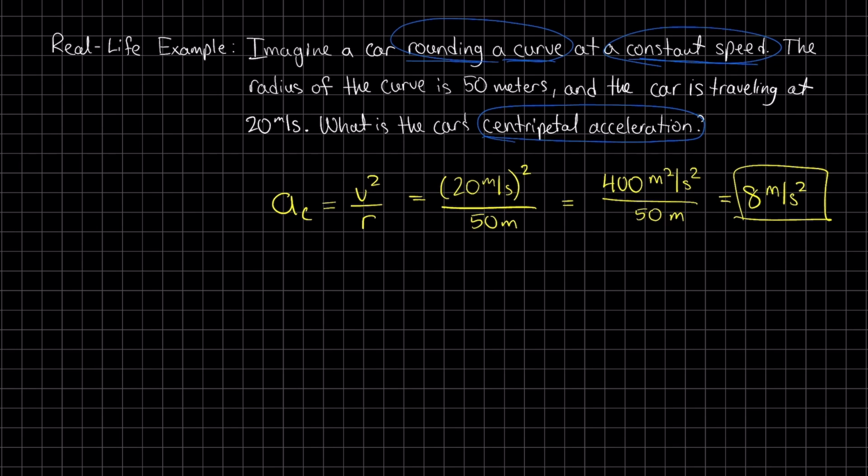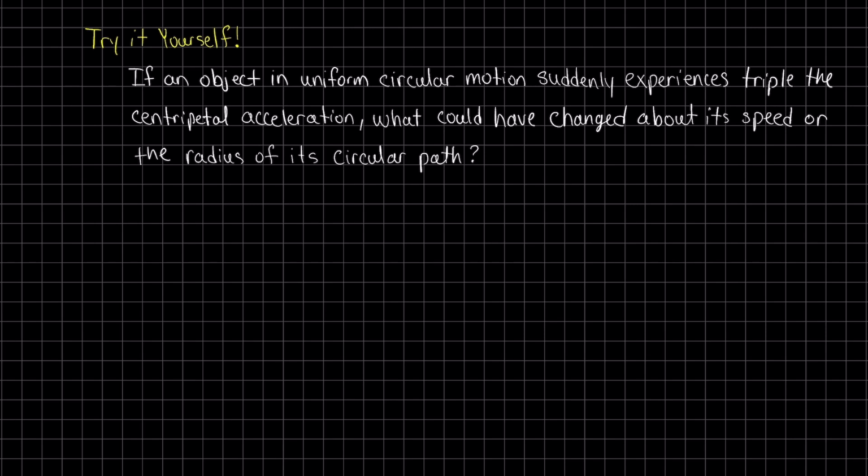Here's a try-it-yourself problem for you. The try-it-yourself problem reads, if an object in uniform circular motion suddenly experiences triple the centripetal acceleration, what could have changed about its speed or the radius of its circular path? And that will wrap us up on circular motion. Hopefully this has given you a solid understanding of the behavior of objects that follow a circular path.